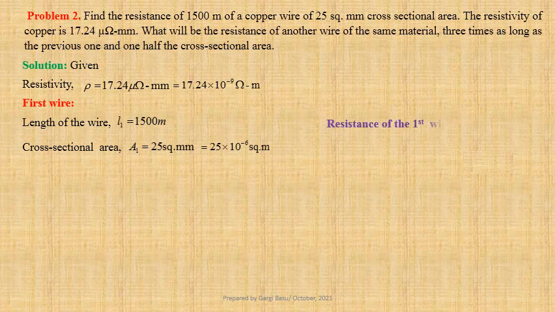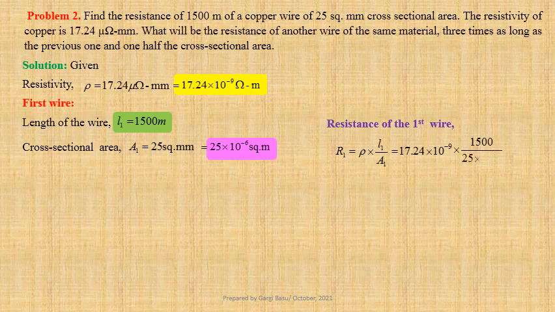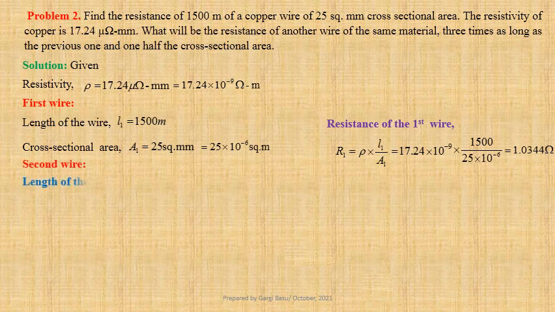Expression for resistance of the first wire R1 equals rho into L1 divided by A1. Using values we get 17.24 into 10 to the power minus 9 into 1500 divided by 25 into 10 to the power minus 6. That gives us 1.0344 ohm.